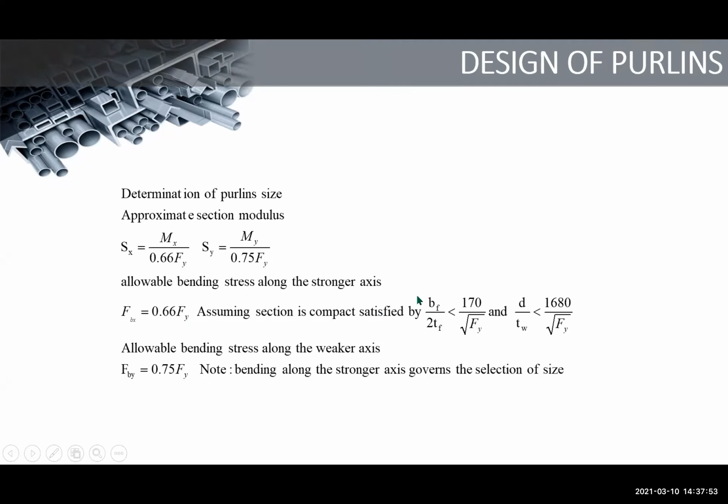Diba? This is how we solve if compact or non-compact. And then the allowable bending stress along the weaker axis is 0.75 Fy. Always, when bending about y, we have 0.75 Fy. So note, bending along the stronger axis governs the selection of the size.